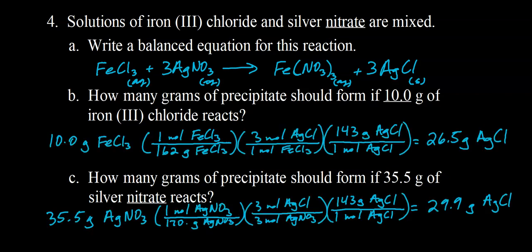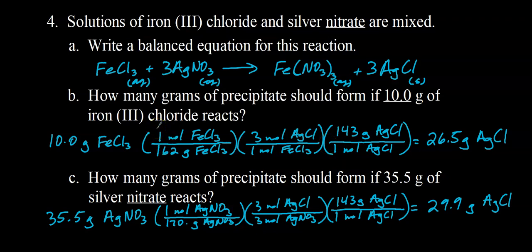All right, so here are the results. Follow along with me. So we have our balanced equation there, as pointed out before. Let's start off with the 10 grams of iron(III) chloride. If you have 10 grams of iron(III) chloride that reacts, how many grams of precipitate? The precipitate is silver chloride. How many grams of silver chloride should be produced? You get 26.5 grams.